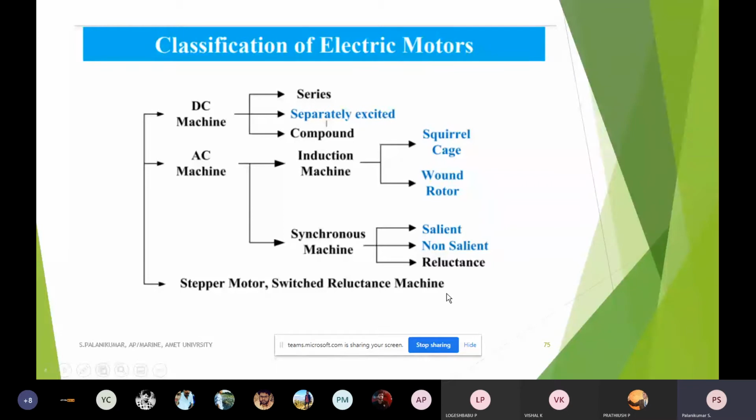It is used where stepped outputs or some special outputs are required. Especially the switched reluctance machine, we are going to consider for electric vehicle operation also, but we are not going to consider the stepper motor, because the output of the stepper motor will be in a stepped manner, so there is no need for any such stepped output in an electric vehicle.